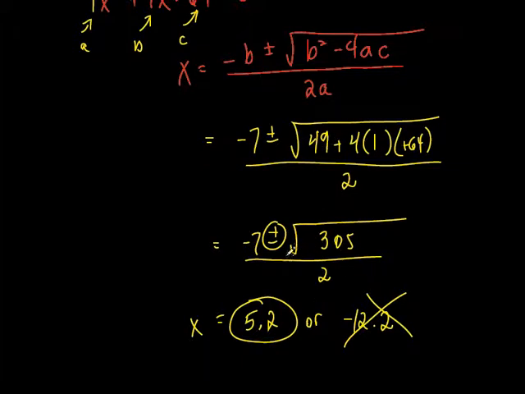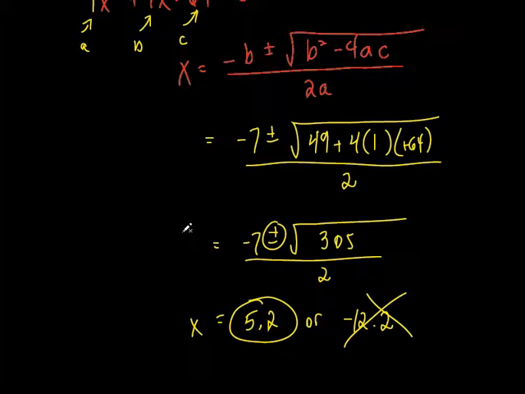Then, how do I do this on the calculator? Just take the square root of 305, add it to a negative 7, divide that whole thing by 2, and you get this. Negative 7 minus that, divided by 2, and you get this. Pick the positive one, and you're done. All right? So that's not bad, is it? Yeah, quadratics aren't too bad.